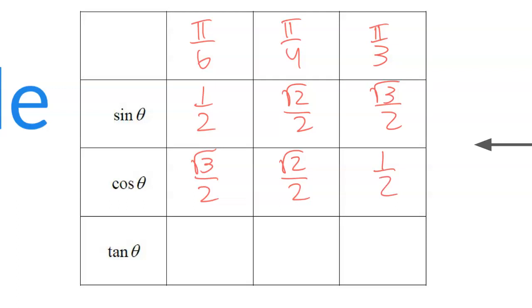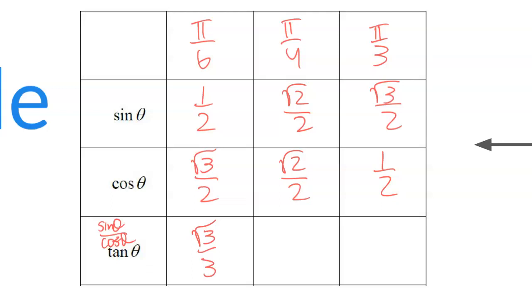Tangent, as we know, is sine theta divided by cosine theta. So to find the tangent of pi over 6, all I really need to do is divide 1/2 by square root of 3 over 2. But because those two numbers both have the same denominator, I really only need to divide their numerators. And so tangent of pi over 6 is going to be 1 over the square root of 3, which we write rationalized as the square root of 3 over 3.